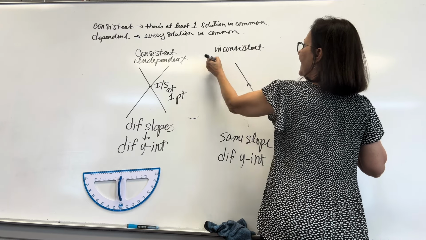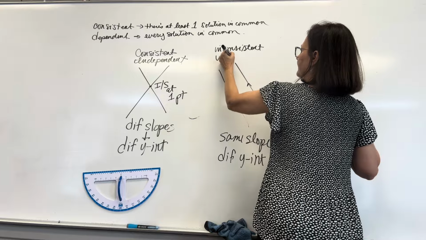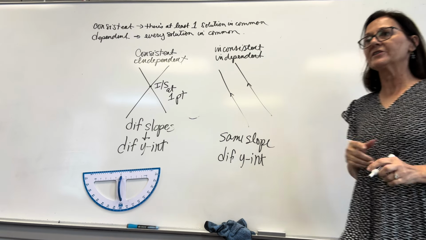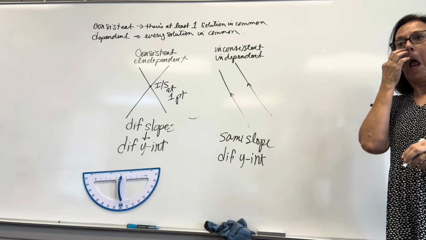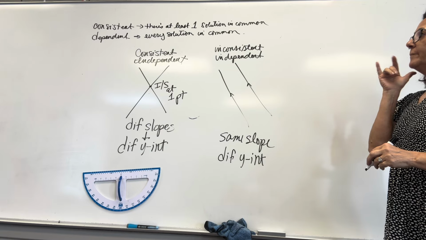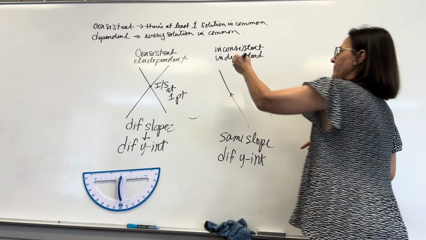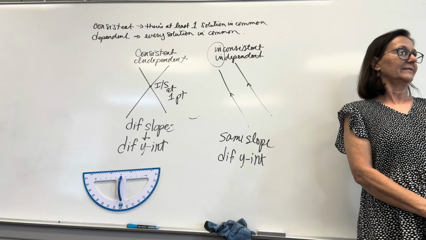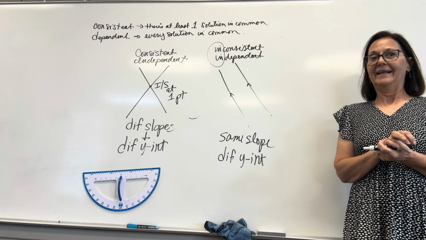Inconsistent, and what? Inconsistent and independent. So parallel lines are the only ones that will never cross, right? Parallel lines never intersect. They're the ones that will never be consistent.